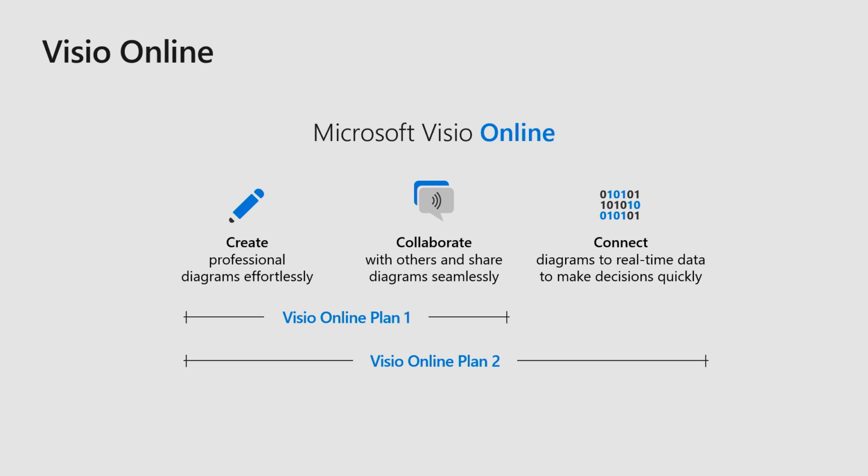Within Visio Online, now we have two plans, right? Plan 1 and Plan 2. So the way we think about it is, Visio Online Plan 1 is for users who are basic diagrammers, who just want their ideas quickly jotted down, make basic flowcharts, make basic process diagrams. And for them, Visio Online Plan 1 is the right license. And it covers the first two pillars, which is creating something professional very quickly and being able to collaborate on it, share it across the organization easily.